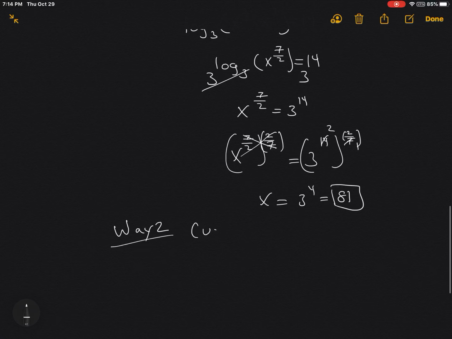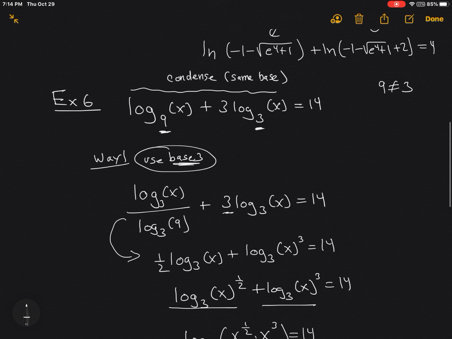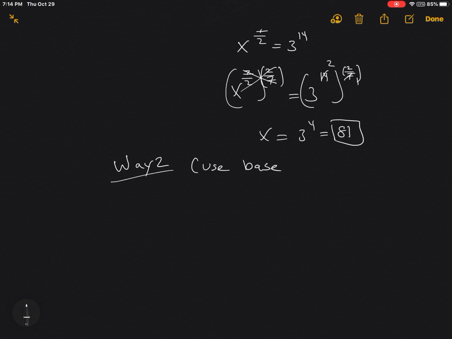Okay, now as an exercise, way 2: instead of using base 3, why don't you convert everything to base 9? So in other words, convert this guy to base 9, and you should get the same answer of x equals 81. Okay, so you can do that on your own and try it. If you have some difficulty, you're always welcome to ask me in class or during tutoring. And that will conclude our lesson.